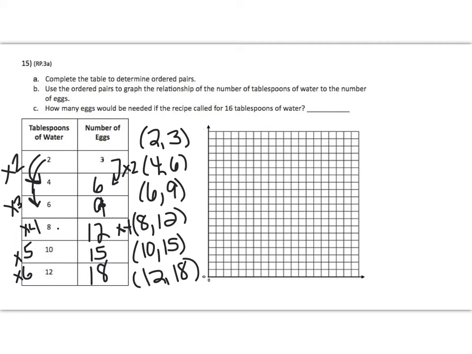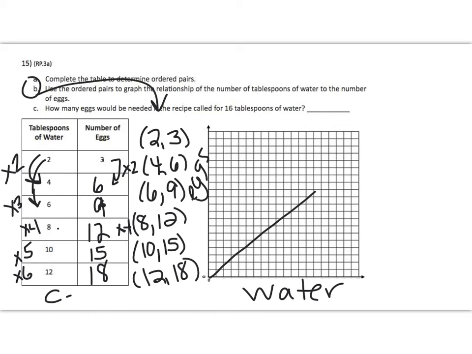And then as we graph, the tablespoons of water would go on this side and the eggs would go on this side. So your line is going to look like this, even though I didn't graph the points individually. The line is going to go up evenly. So this was part B, was all of this. C then asked how many eggs would be needed if there were 16 tablespoons of water. So if this was a 16, how do you get from 2 to 16? You multiply by 8. So you would take 3 and multiply by 8, and you get 24. So the answer for C is 24.